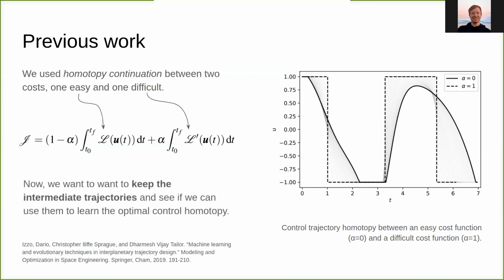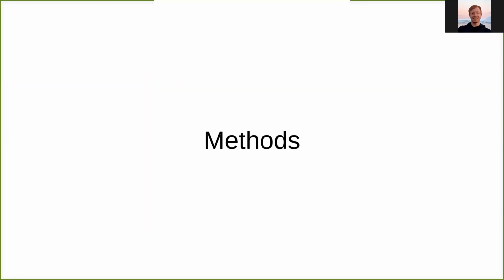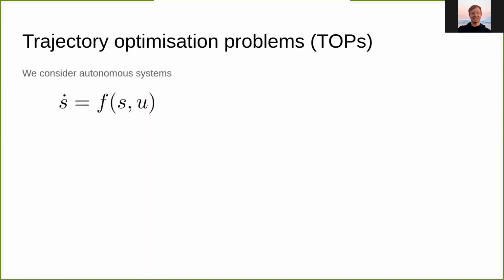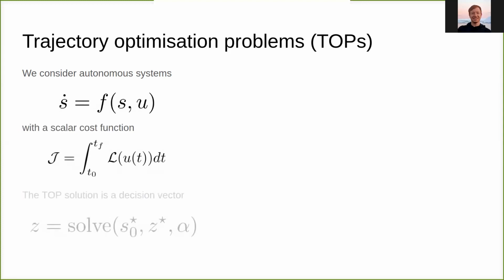In the presented paper, we extend this approach by keeping the state control pairs and their corresponding homotopy parameters along the intermediate trajectories, to see if we can train a policy to learn the optimal control with respect to the homotopy parameter. In our paper, we consider autonomous systems whose dynamics vary only with the state and control. In our trajectory optimization problems, we consider costs that are determined by the controls taken over time. Given an initial state, decision vector guess, and homotopy parameter as arguments, we can solve the trajectory optimization problem with prescribed boundary conditions to obtain the optimal decision vector.